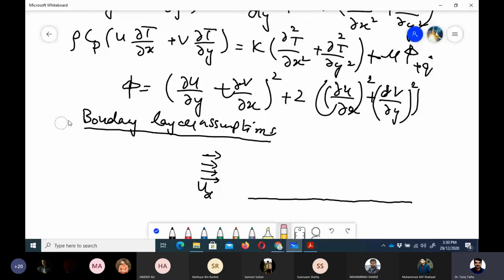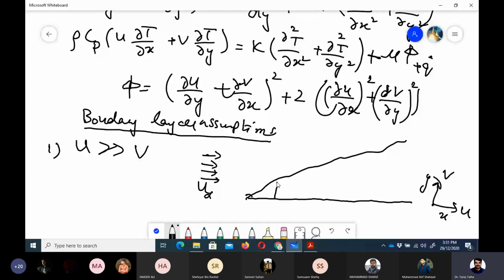So the first assumption I can say is that the velocity in x, which is the u velocity, is far greater than the v velocity. The v velocity is the wall normal velocity, which is in the y direction. So this is the direction of x and this is the direction of y. Here we have the v velocity, here we have the u velocity. And then we have also seen that the boundary layer grows.